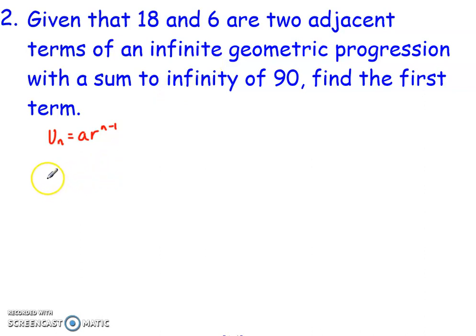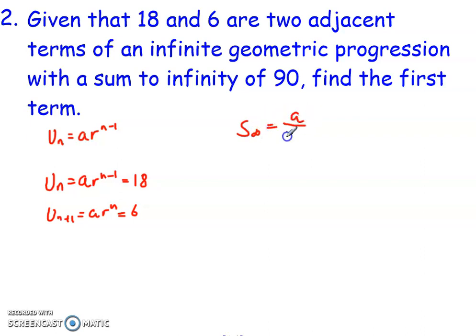So I can write that in a generalized format where I can say un equals ar to the n minus 1. That's going to be my 18, and the next term, which would be un plus 1, is the equivalent of ar to the n, which I know is going to equal 6. I also know my sum to infinity, which is equal to a over 1 minus r, for this one is equal to 90.